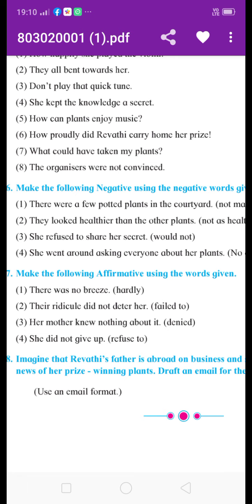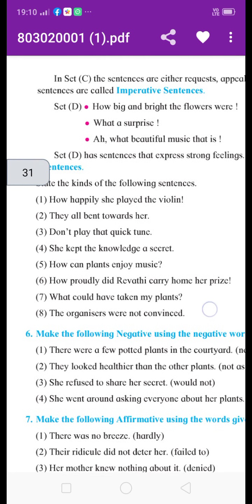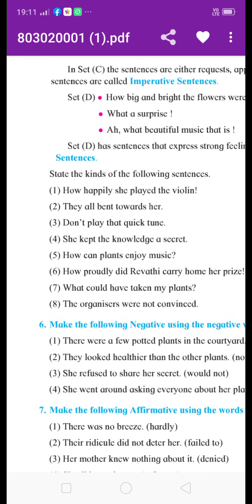Everyone write these questions in your grammar notebook: state the kind of following sentence, the definitions of these types, then negative and affirmative. Like this way, all these questions you have to write in your notebook.